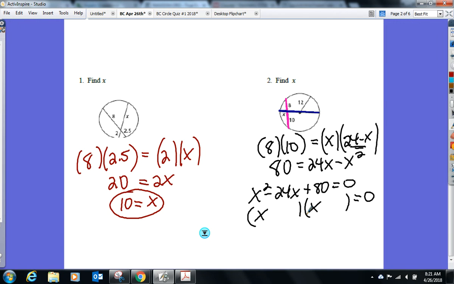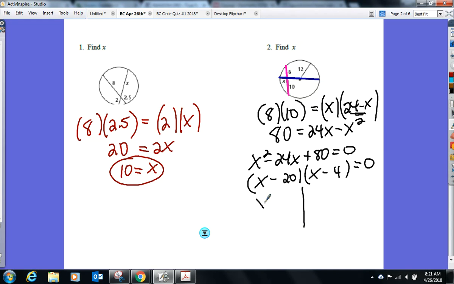Anybody hit those numbers? Laura, Joanna? 20 and 4. Negative, negative. So we do get two answers out, x equals 20 and x equals 4. We're not going by the looks of the diagram. All right, I don't want to just pick 4 because it's the smaller part there. All right, could be 20, could be 4.